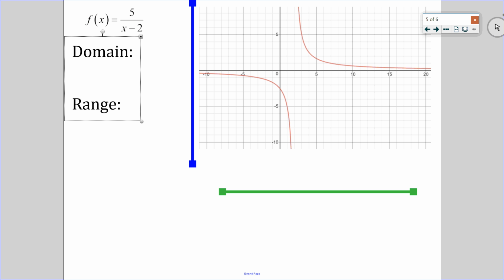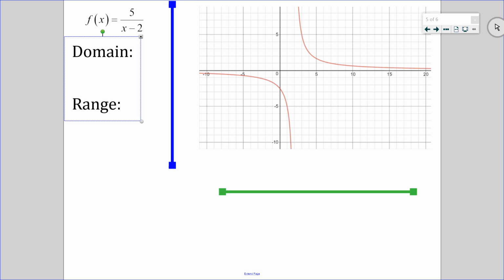We have a parabola or an inverse graph here. I'm taking 5 divided by x minus 2. So if I scan left to right, it's hitting the graph. That red graph will go left forever, go right forever. So it's going beep, beep, beep, but there's that little break right there.